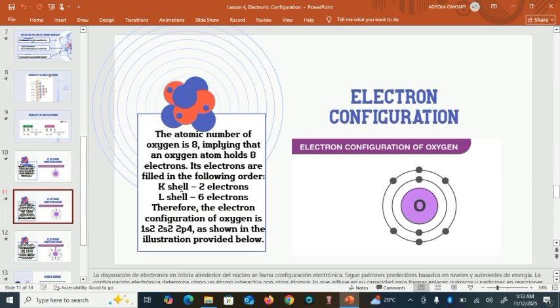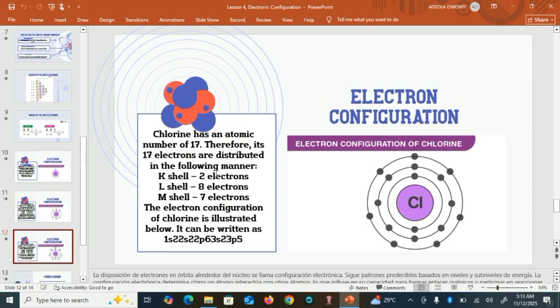Alright, the K shell, which contains 2 electrons, must be filled first, and the remaining go into the L shell. You can see 1, 2 in the first shell, then we have 1, 2, 3, 4, 5, 6 in the L shell. And the configuration is 1s2, 2s2, and 2p4. Another example is chlorine, which comprises the K, L and M shells. The K shell contains 2 electrons, followed by the L shell with 8 electrons, that's 10. Chlorine has 17 electrons, so the remaining 7 must be filled into the M shell. And the electron configuration is written as 1s2, 2s2, 2p6, 3s2, 3p5.